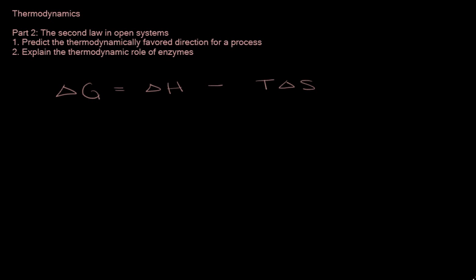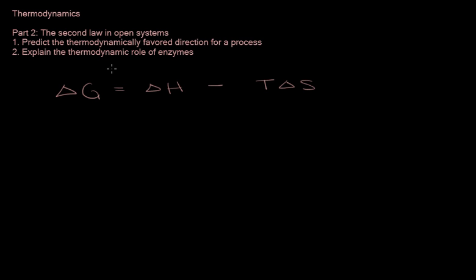Welcome to the second part of thermodynamics. We're going to talk a little bit about the second law in open systems. So we're going to predict the thermodynamically favored direction for a process based on delta G. We're also going to explain the thermodynamic role of enzymes, like how does that relate to the first and second laws? Where do enzymes come in? Because of course, that's the main point of biochemistry.